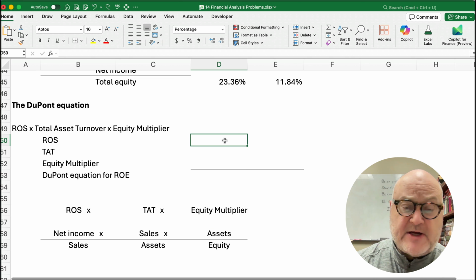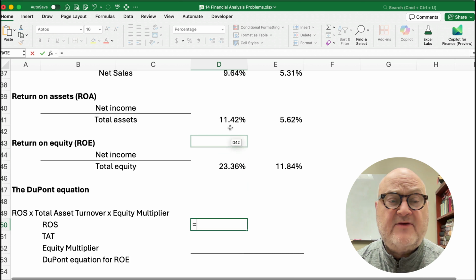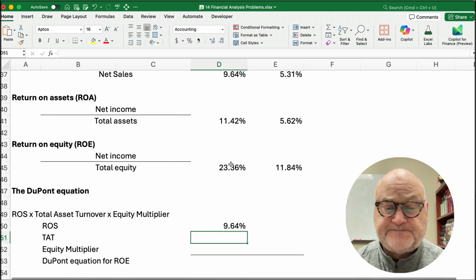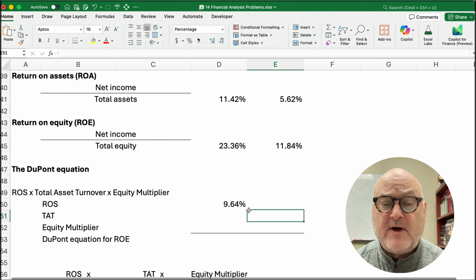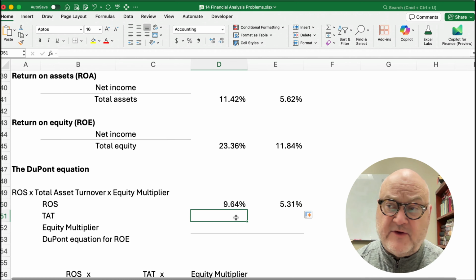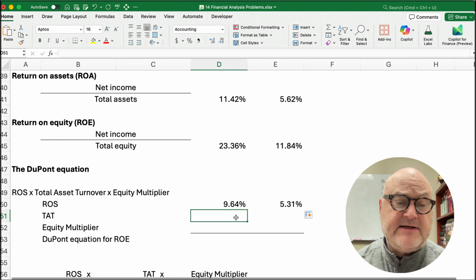So one of the ways you measure profit is return on sales. And we already did this number up here, 9.64. So I'm going to copy that across. Isn't it awesome to use Excel? If you have to do this by hand, that's a lot of different calculations.